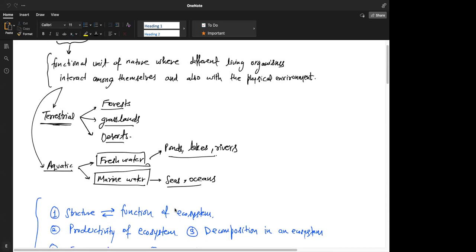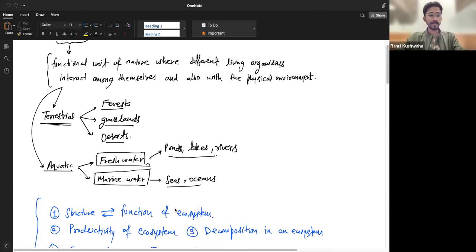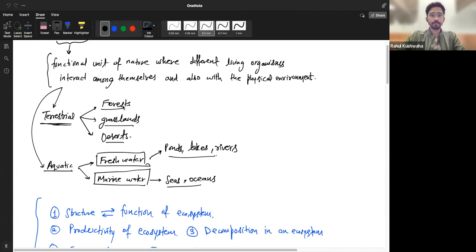One thing I would like to clarify here is that the boundary conditions of an ecosystem are not very fixed. Just giving an example, you can say that a forest is an ecosystem, right? But many times within the forest itself, you will find a lake, right? So a lake is within a forest. Inside a forest, a small portion of the forest is a lake. It happens, correct?